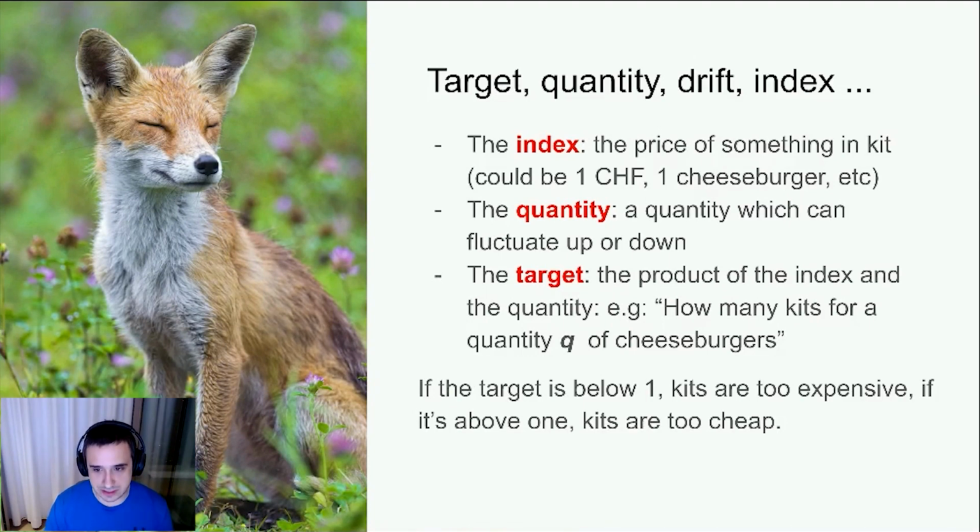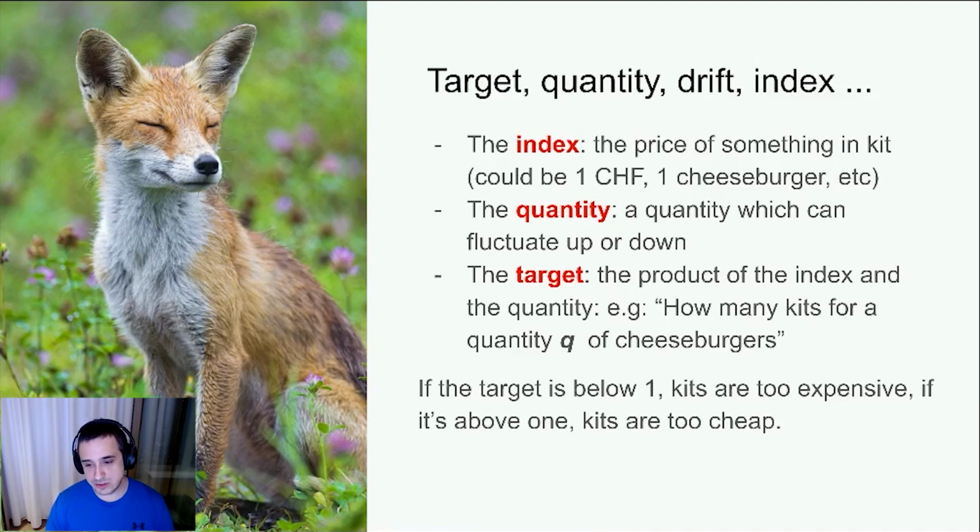And then you're going to have a quantity. Think of the quantity as being around 1 at the beginning, 1.0, but then it can fluctuate up and down. And the target is going to be the product of the index and the quantity. So an example of a target may be how many kits would it cost to buy a quantity Q of cheeseburger. So the index here is the cheeseburger, the quantity is Q, and the target is how many kits for a quantity Q of cheeseburger.